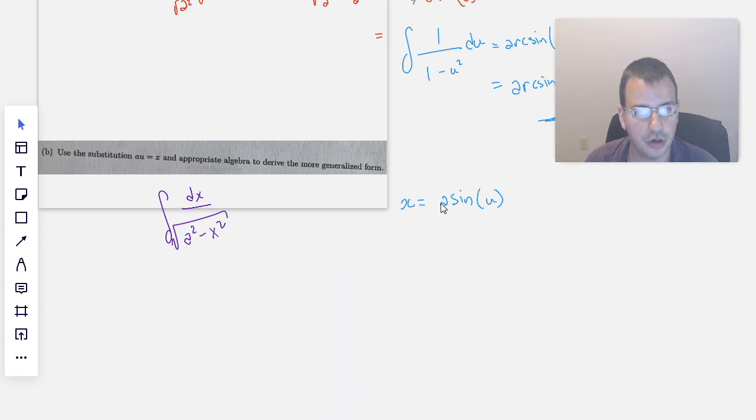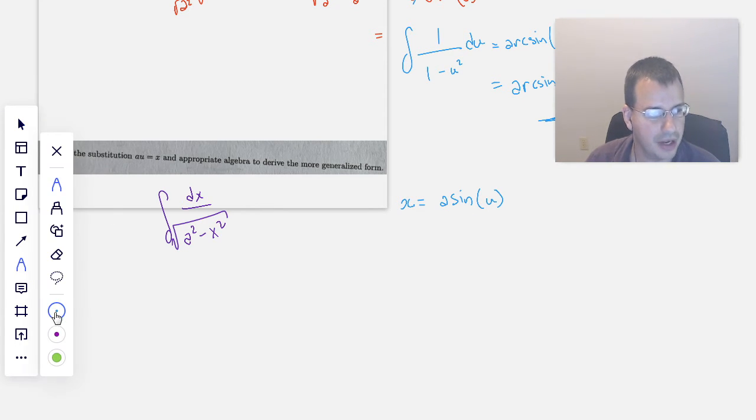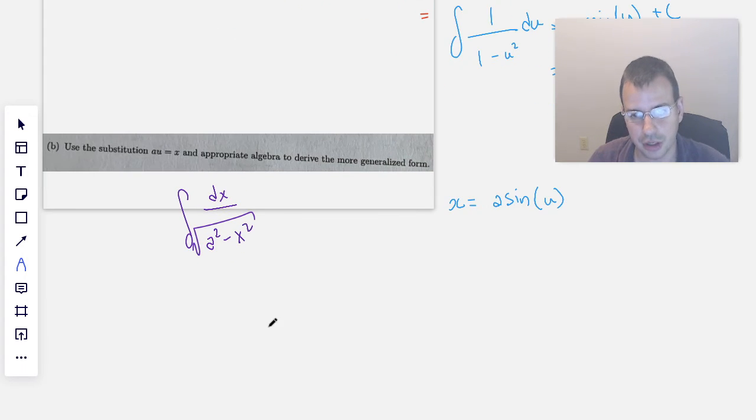All right, so we're going to do the x equals a sine of u. It's going to be a little bit different from the problem we're solving, but exact same concept. And you'll see where it goes.